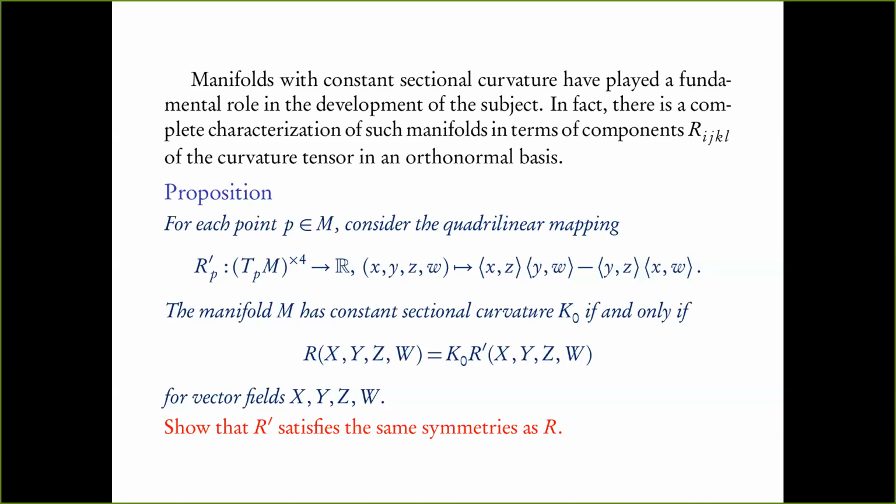There will be 6 terms. And it's clear that if you switch X and Y, the sign changes. And if you switch Z and W, the sign changes. And if you switch ZW over XY, there's no sign change. Okay? So it's a very easy exercise that R prime and R have the same set of symmetries. So any questions before we start the proof?